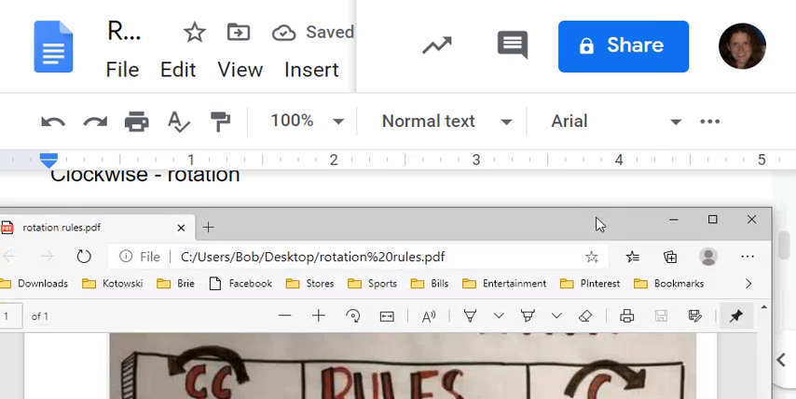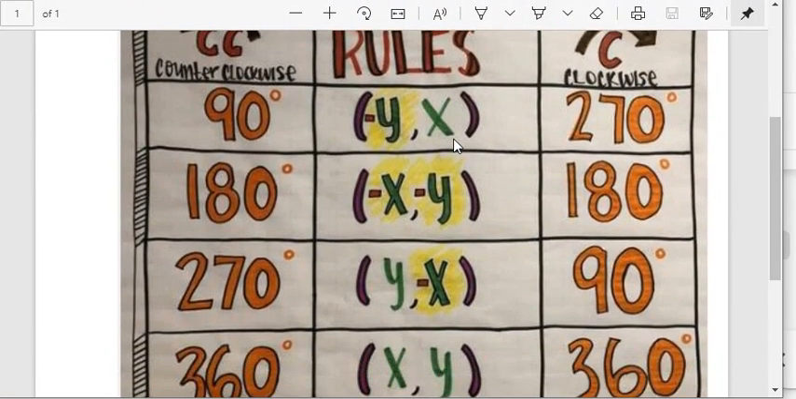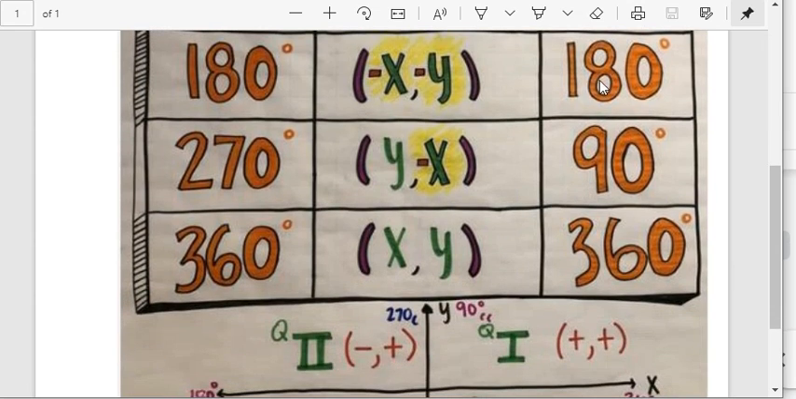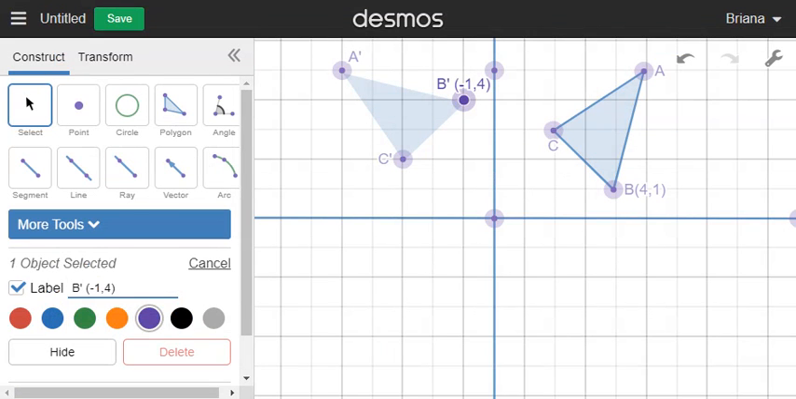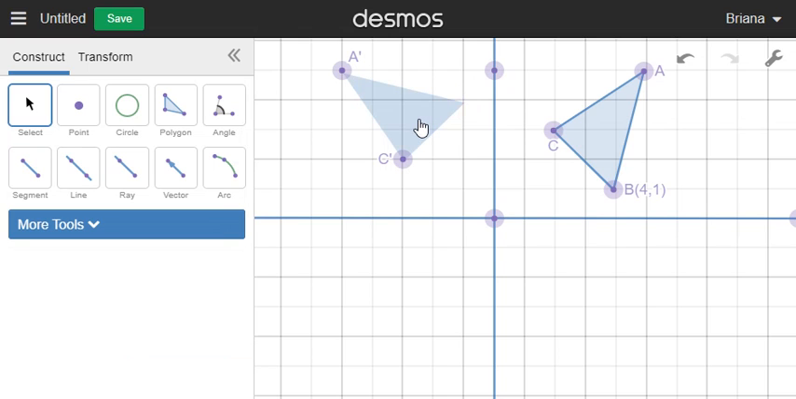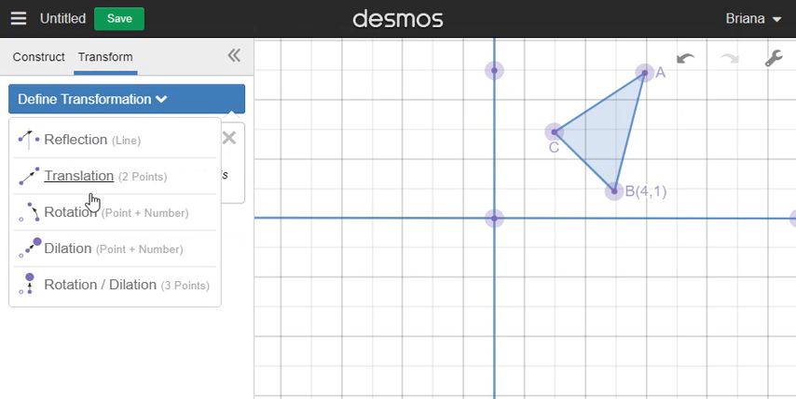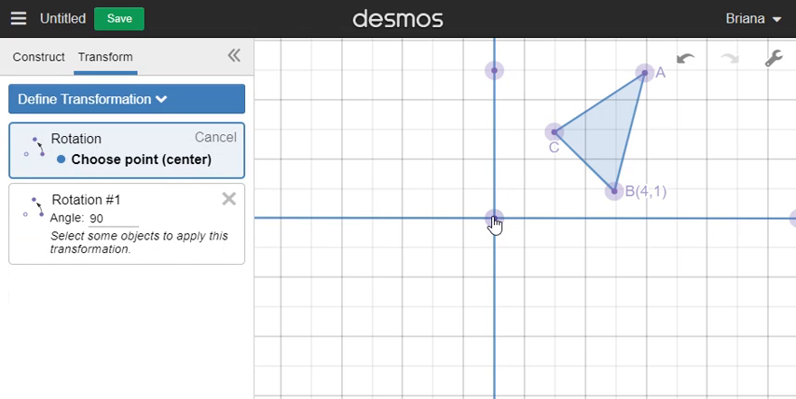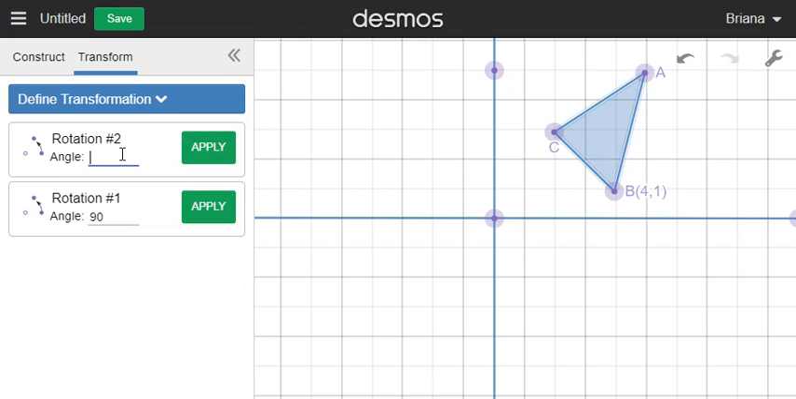I have another nice way of doing this. This rule right here goes over 90 and negative 270, 180 and negative 180, 270 and negative 90, and 360 just stays the same. So let's go here and do one more example. Let's do negative 90 or 270 here. So I'm just going to delete this, make this all go away. Okay, so I'm going to do another transformation, but this time a rotation about the origin, and instead of 90, I'm going to put 270.